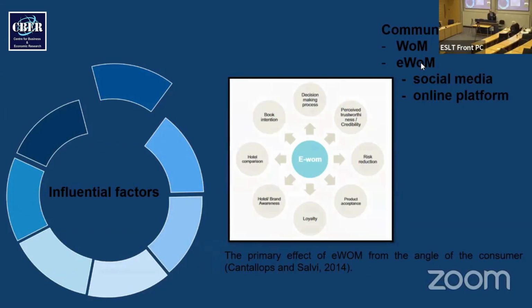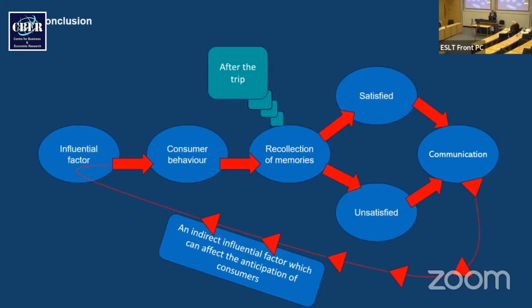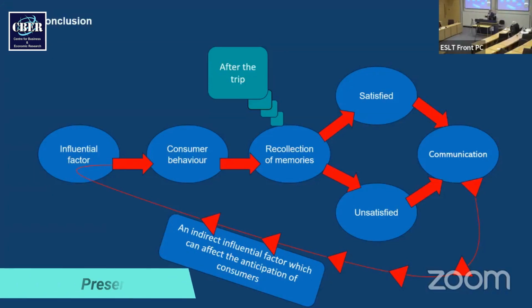In conclusion, I will put together how these influential factors go through the system between check-in and checkout. There are direct influential factors, like the six I just introduced, and there is an indirect factor which can affect the anticipation of the consumer. The indirect factor is communication: when consumers address that they were not really happy during their stay, it goes back into the loop. In the consumer behavior process of searching or evaluating, it can affect the consumer, and maybe they will not choose the hotel they would have chosen before, and will find another one.